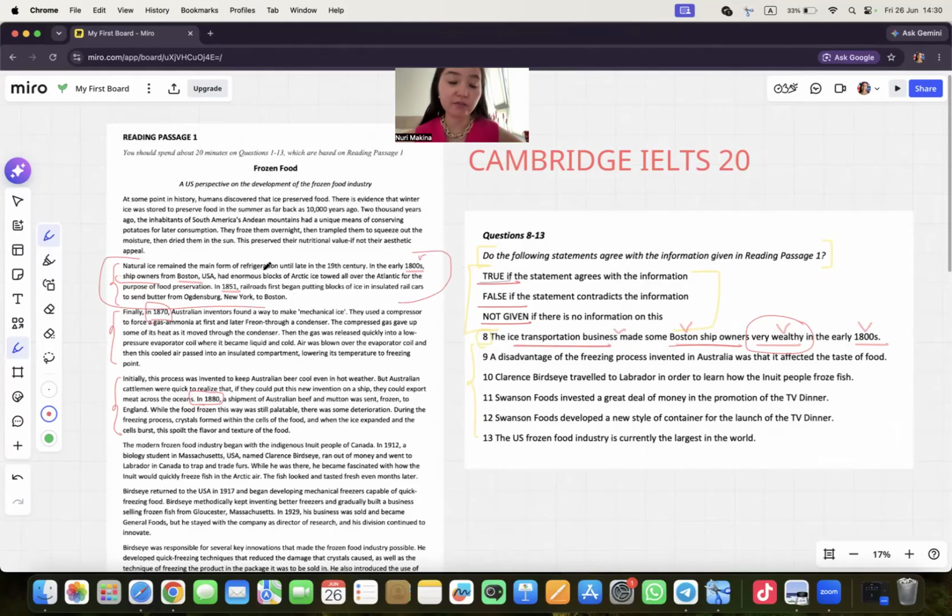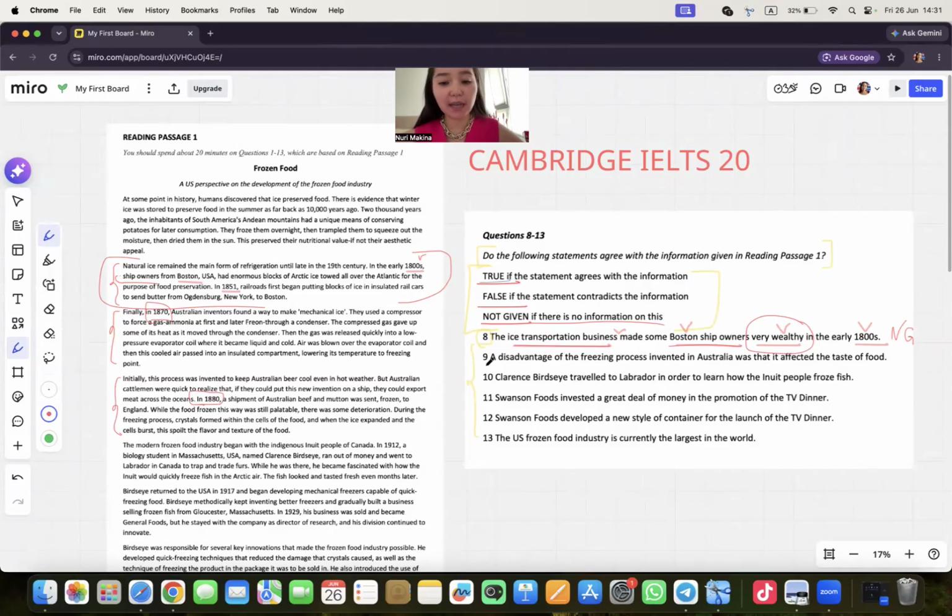The second paragraph doesn't have anything to do with being very wealthy, and we don't even have the word money here. So the answer here is not given. Why are we marking it as not given? Because the information is not given. The instructions say mark not given if there is no information on this. It's true that there is no information on this, so that's why we're marking it as not given.